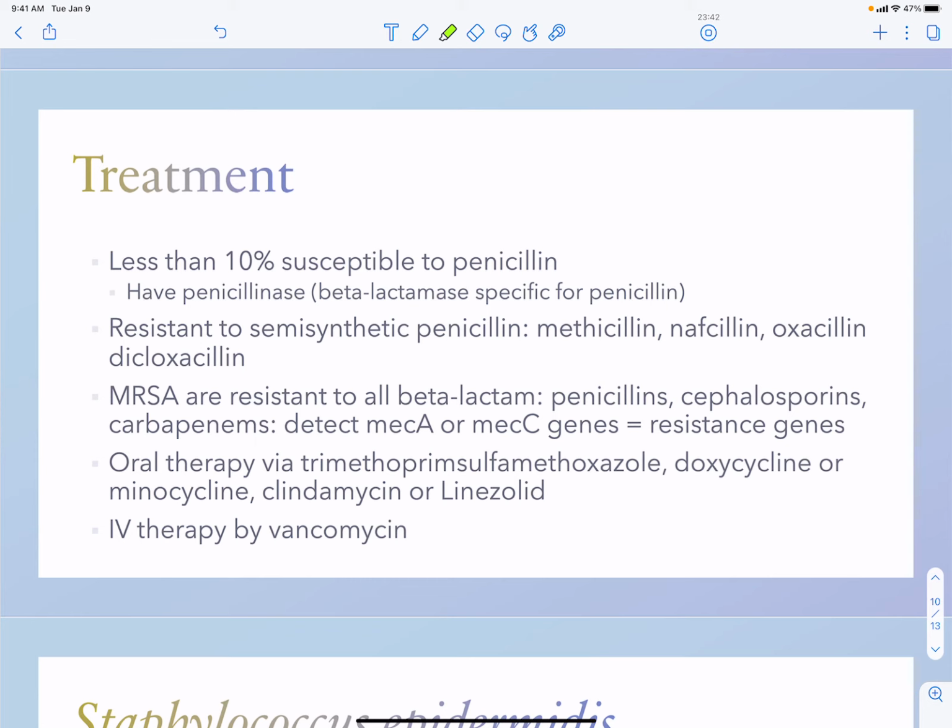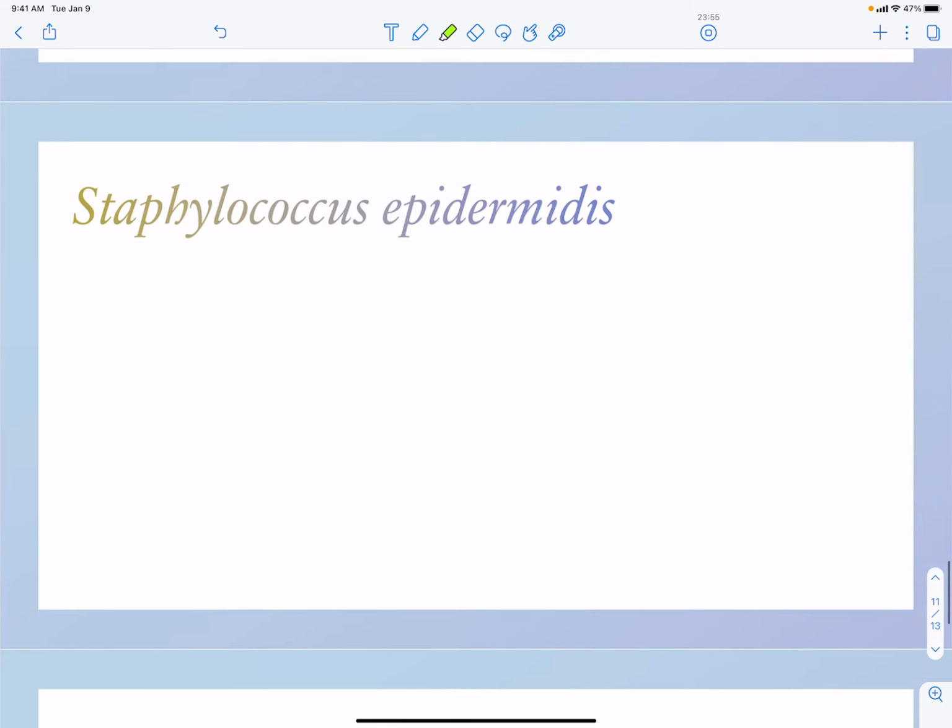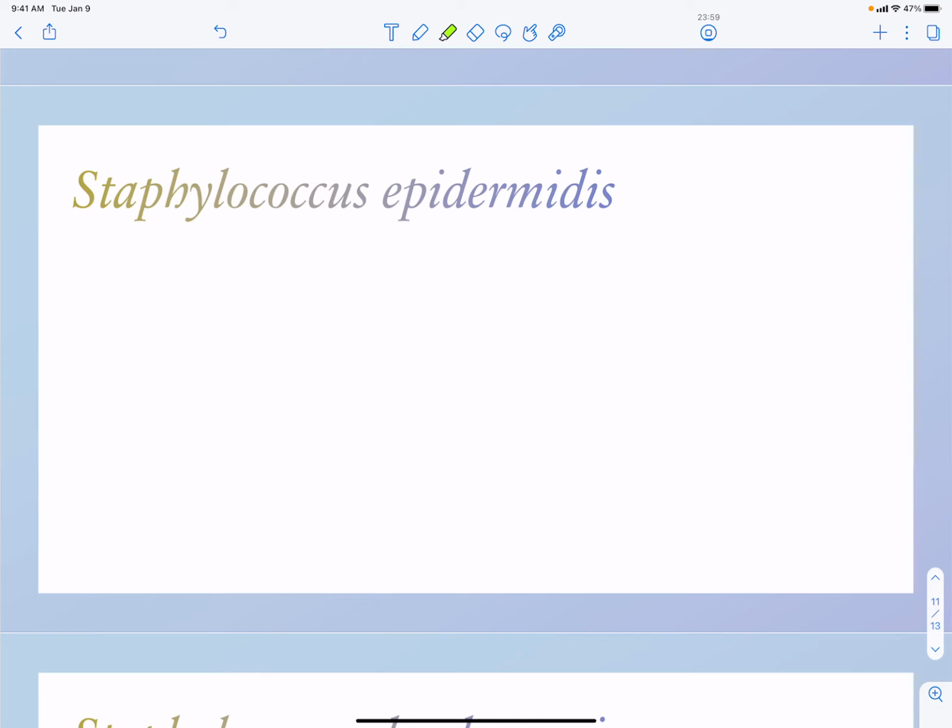So for Staph aureus, especially if it's an antibiotic resistance, you can get oral therapy, doxycycline, for example, clindamycin, and IV therapy is going to be by vancomycin. Now just a little bit about the other staphs. So Staph epidermidis is catalase positive, coagulase negative. So a way to tell the difference between staph and non-coagulase staphs. So typically when you talk about a staph infection, it's either Staph aureus or it's a non-coagulase staph.